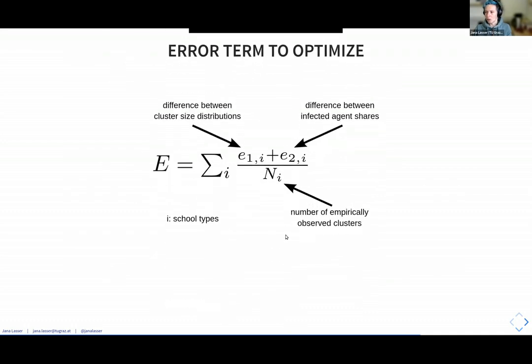And now to calibrate the system, we optimize an error term, which is the difference between what our system produces and the actual empirical data. And this error term is composed of two components. The first part is this difference between the cluster size distributions. And the second component is this difference between the share of infected agents, so how many students, how many teachers are infected in a cluster. We weigh this by the number of empirically observed clusters for every school type, and we sum over the different school types. And this is the overall error that we are optimizing.